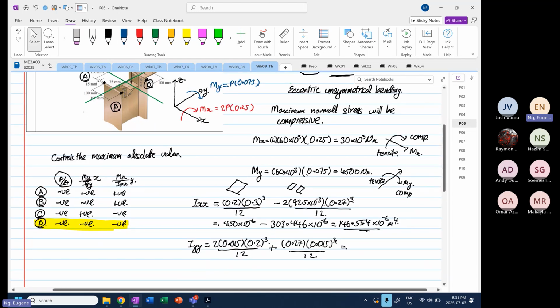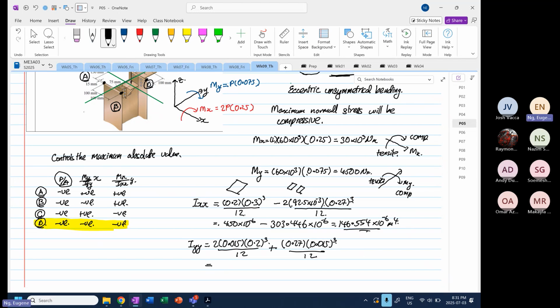So this will be equal to 2 times 0.015 times 0.2 to the power of 3 divided by 12, which is 20 times 10 to the power minus 6, plus 0.27 times 0.015 to the power of 3 divided by 12, 75.93.